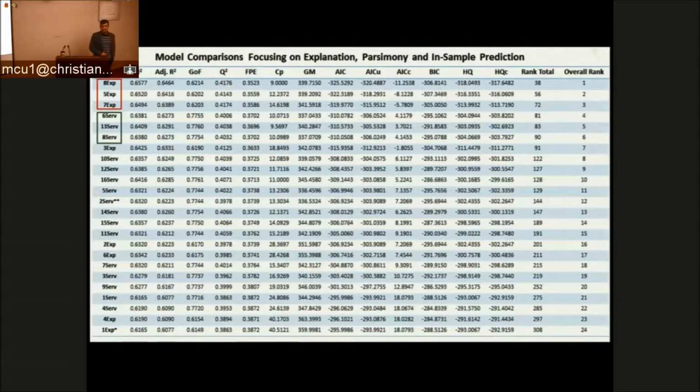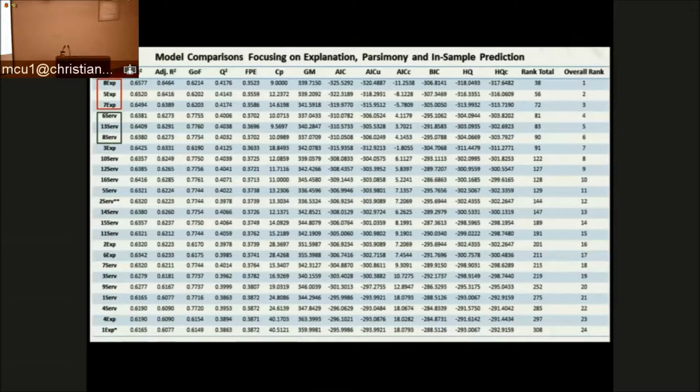Half of them are for expectancy disconfirmation, and the other half are the service quality model. What's more, they neatly come out in different clusters, in the sense that the models coming off of expectancy disconfirmation theory are always ranked higher when I look at explanation, parsimony, and in-sample prediction. But the service quality models are good, but not ranked as high as the models from expectancy disconfirmation.